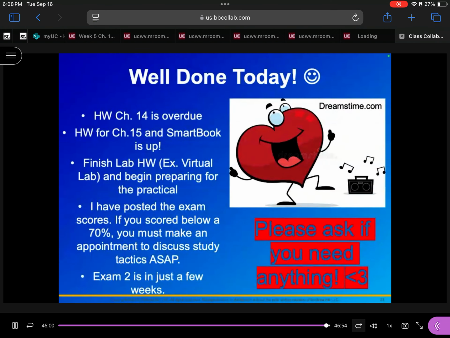Chapter 14 homework is overdue. Chapter 15 homework is already up. Feel free to do it if you want to, along with SmartBook. Please make sure you finish anything dealing with lab prior to 5 p.m. tomorrow. And then, again, I posted exam scores. If you want to look over your exam, sign up to come meet me. You have to do it if you scored less than a 70.